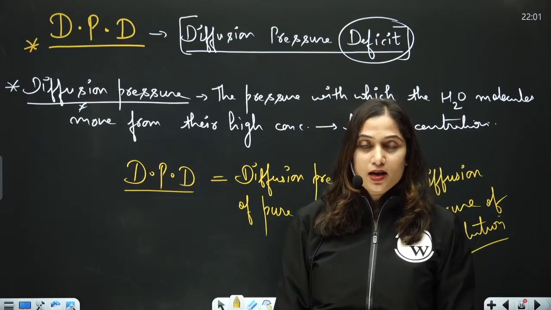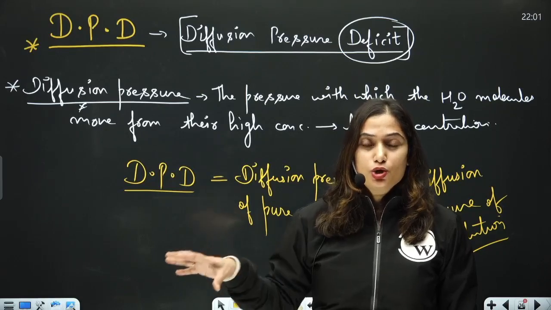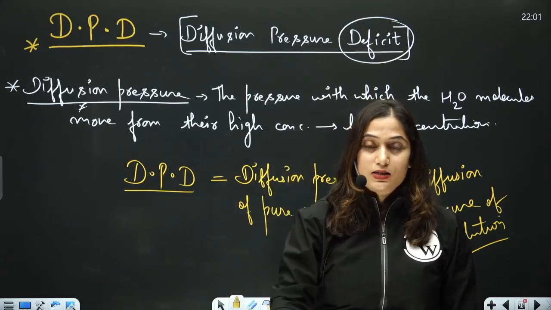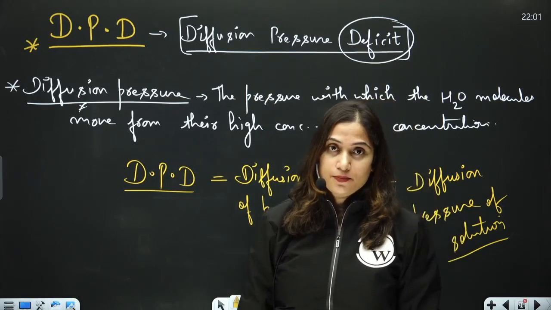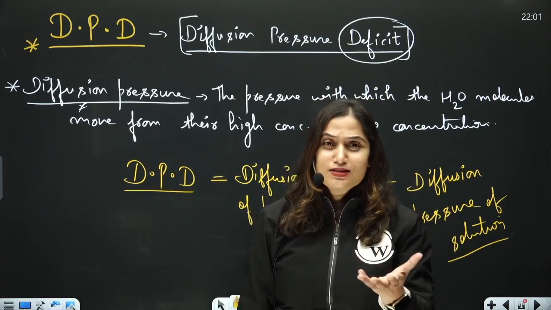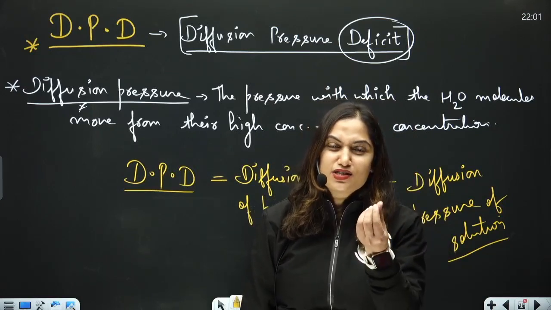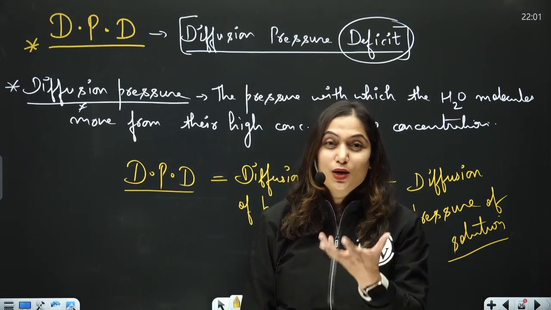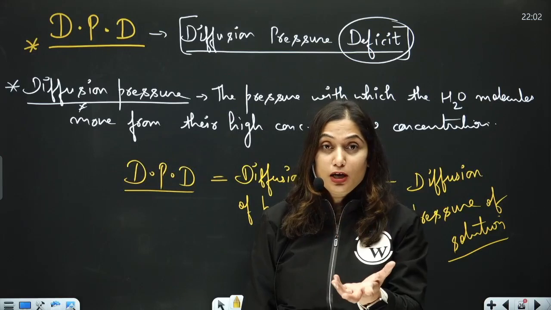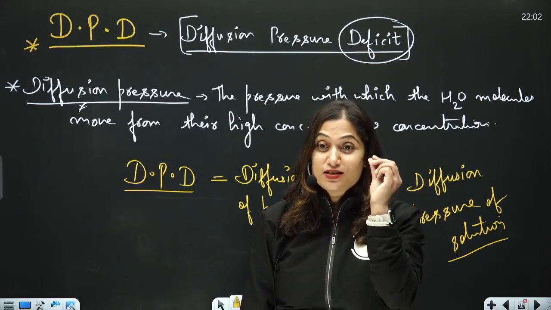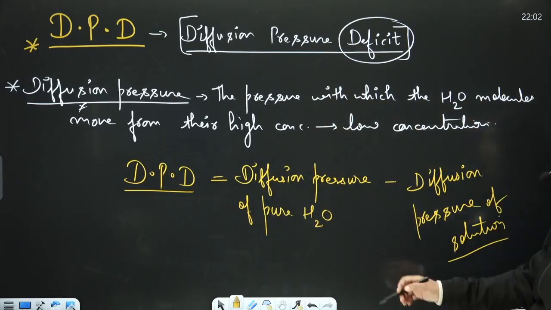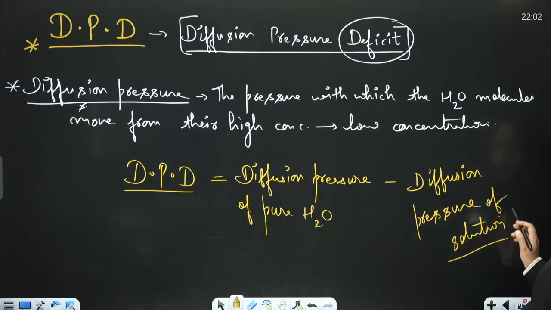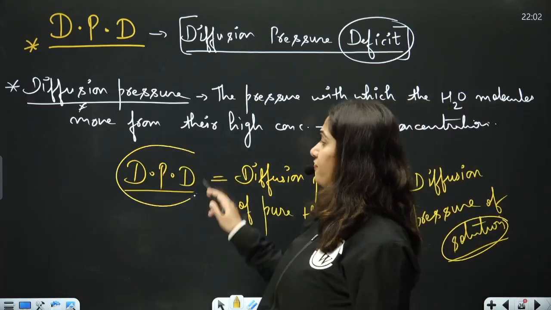So what is DPD? DPD is diffusion pressure deficit. The amount by which the diffusion pressure of water molecules gets decreased if you add solute particles to it, that is diffusion pressure deficit. And DPD tells you that a cell has a deficit of water, that the cell is in need of water. The more the value of DPD of any cell, because DPD is deficit, it is representing deficiency, right? So DPD is diffusion pressure of pure water minus diffusion pressure of solution.